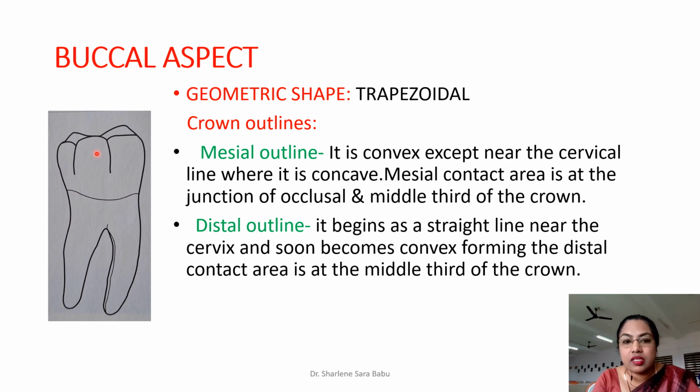Let us start discussing the crown. The first, buccal aspect. The geometrical shape is trapezoidal. The mesial outline is convex except near the cervical line where it is concave. The mesial contact area is at the junction of the occlusal and middle third of the crown. The distal outline begins as a straight line near the cervix and soon becomes convex, forming the distal contact area at the middle third of the crown.